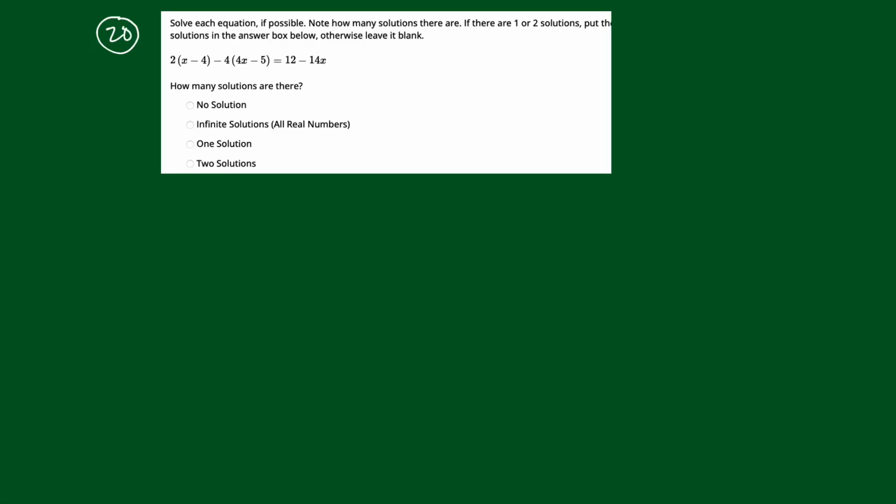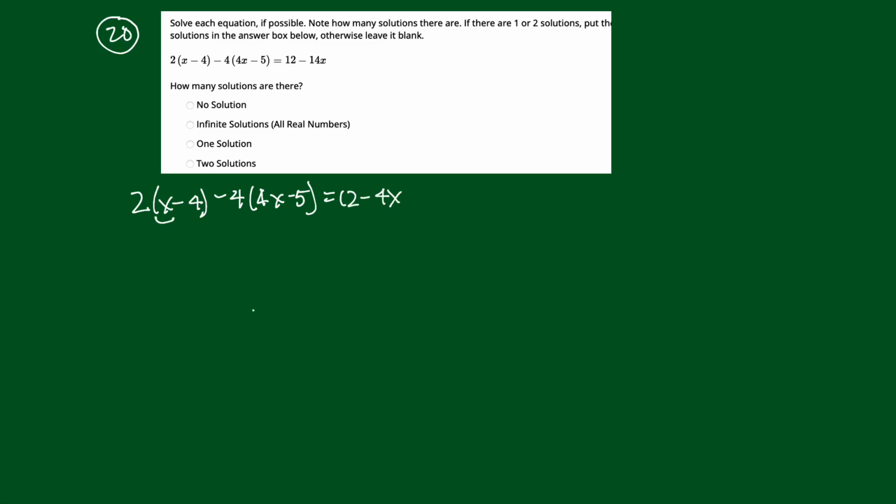Number 20, let's see what happens when we try to solve this equation. I will rewrite it, of course. 2 times x minus 4 times 4x minus 5. This is equal to 12 minus 4x.